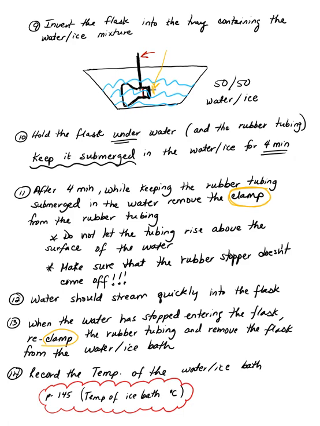Remove it and keep the flask under the water until you feel that the water stops coming into the flask. After that, you can remove the flask from under the cold water. Remember, that's at the mark for 4 minutes. At 4 minutes, you're removing the clamp. You're waiting until the water stops getting into the flask, and then you can remove the flask from the ice water bath.